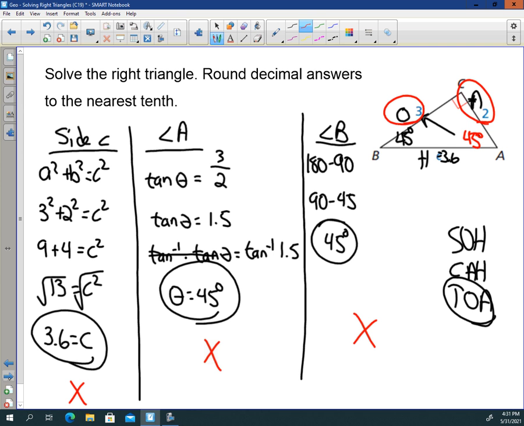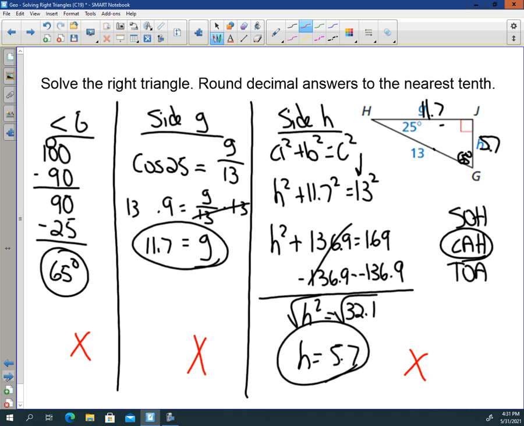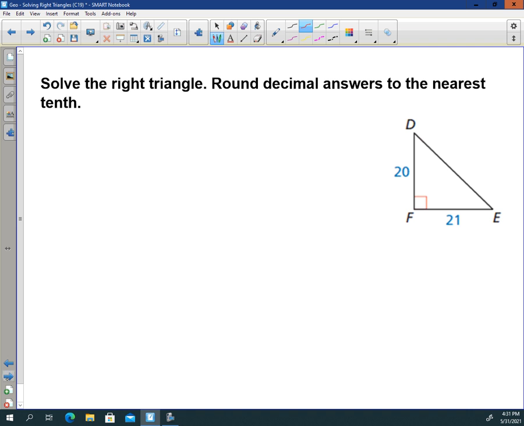And with this problem, when I had two sides, I used the Pythagorean theorem, inverse trig, and triangle sum postulate. On this problem, when I had one angle and one side, I used triangle sum postulate, trig, and the Pythagorean theorem. So it all kind of depends on what you're given. That's what makes these problems a little bit tricky because there's a lot to choose and a lot to think about. So we're going to do one more and then we'll be done.